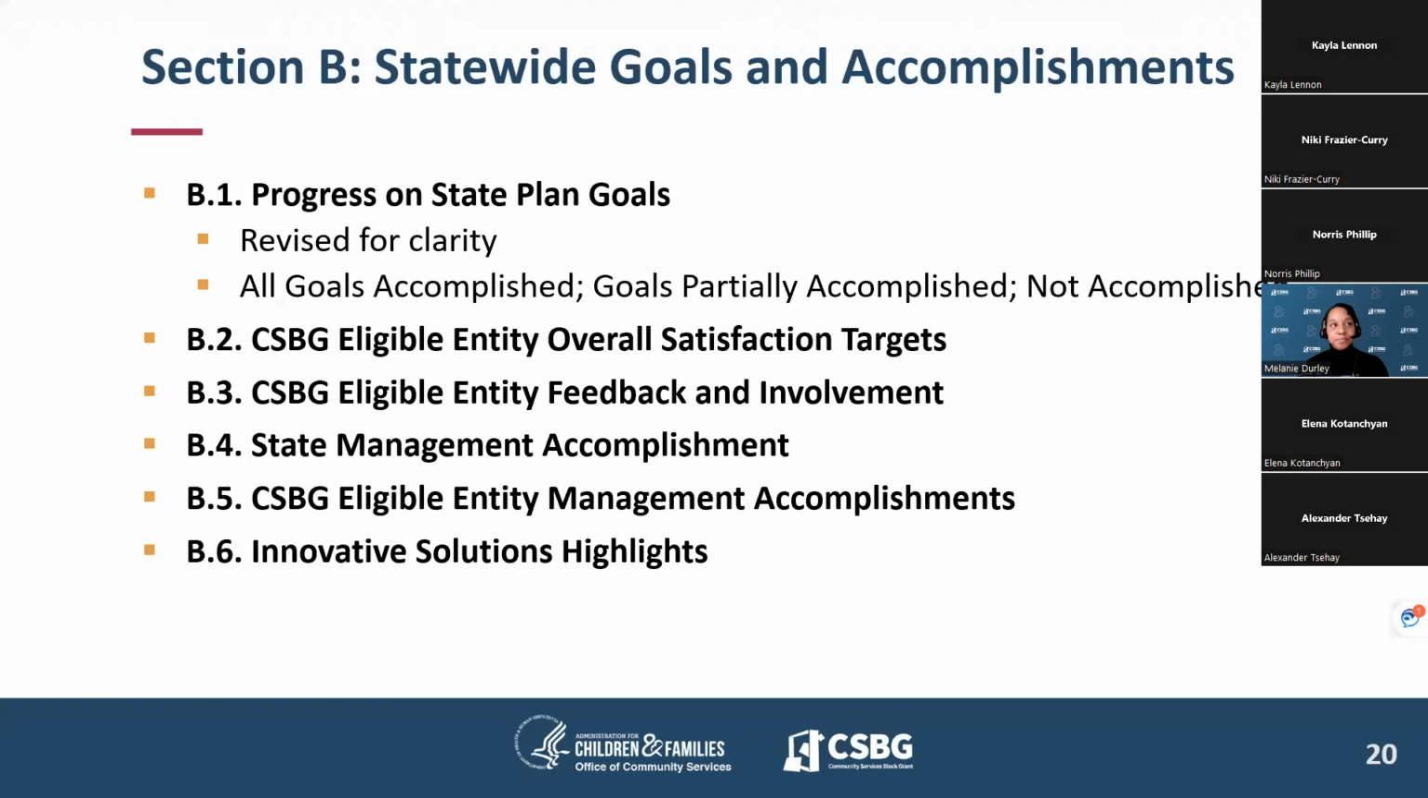individuals and families. And lastly, B6, innovative solution highlights. This is your chance to highlight innovative solutions across your network. With this item, OCS is encouraging states and eligible entities to stay current on the available research describing innovative solutions, incorporating research into your program design, and in turn having a greater positive impact on individuals, families, and communities. This question allows the state and eligible entity to keep their focus on the end goal of CSBG: to address the causes and conditions of poverty in communities.